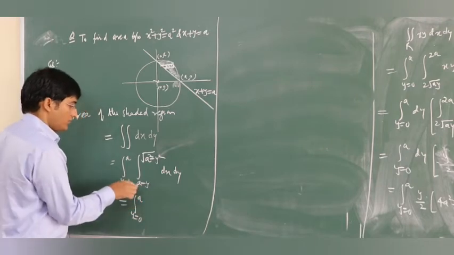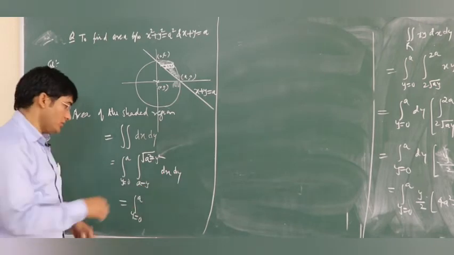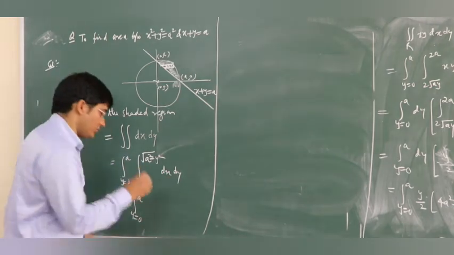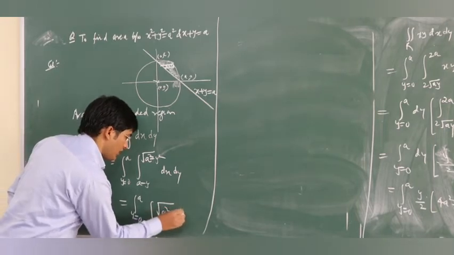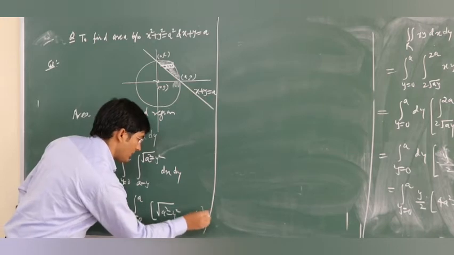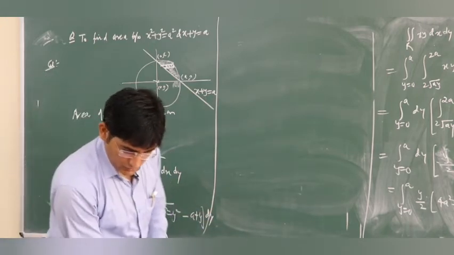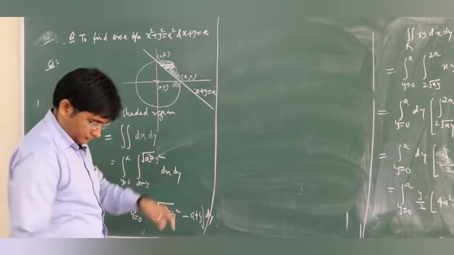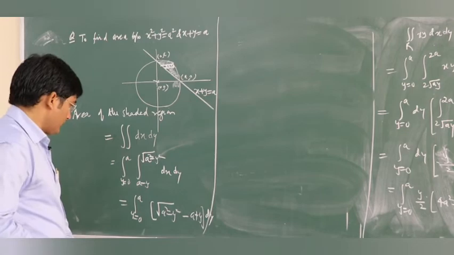Here we have the limit of x in terms of y, so we will first integrate with respect to x. The integration of dx will be x. For the upper limit we have under root a square minus y square, and for the lower limit we have a minus y, so we will have minus a plus y, and then the integration with respect to y.